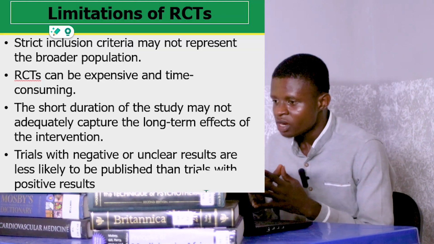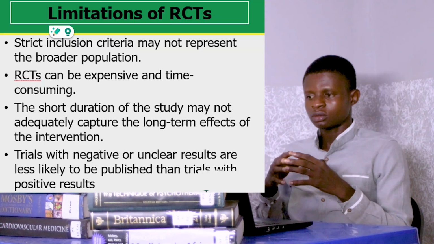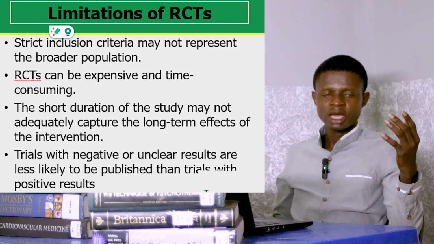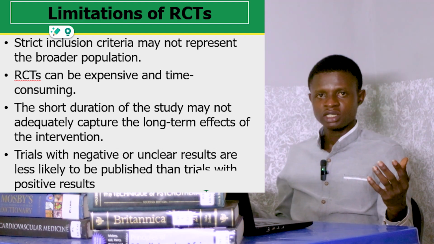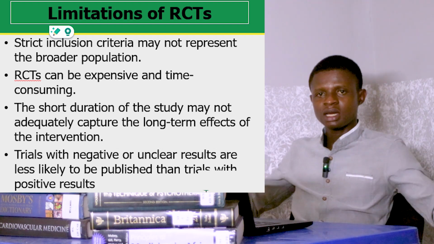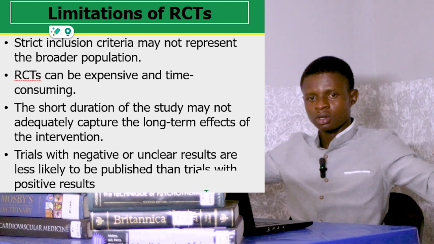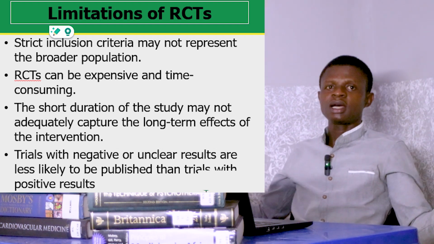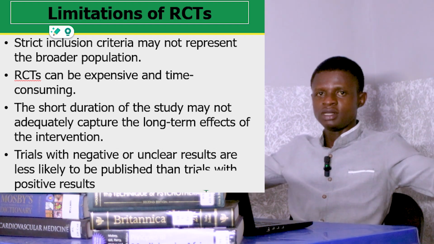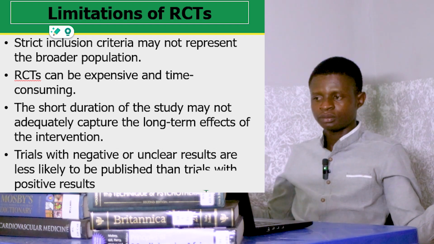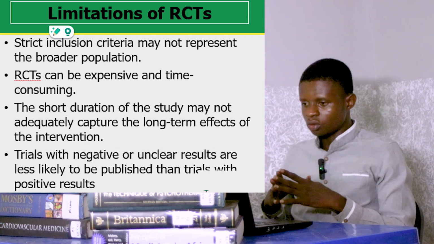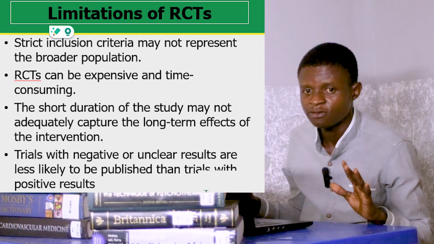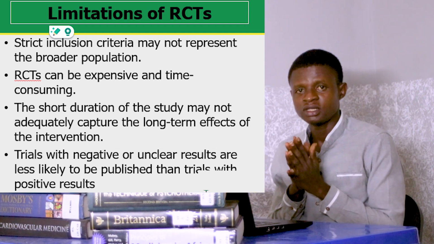strict inclusion criteria may not represent the broad population. So sometimes because of the strict restrictions, you may not get a lot of people to recruit, unlike other studies, like an ecological study, that is done at the community and then the national level. And then also, a randomized control trial is very expensive, very expensive.